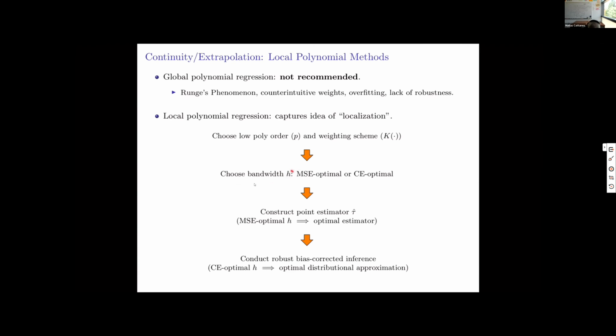And so there are different ways of choosing this bandwidth. I'm going to discuss two of them and their corresponding optimality properties. So as with everything in econometrics and possibly in life, there is no one global optimum. So everything is relative to what your beliefs are.